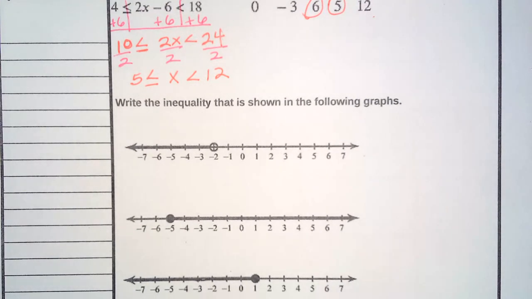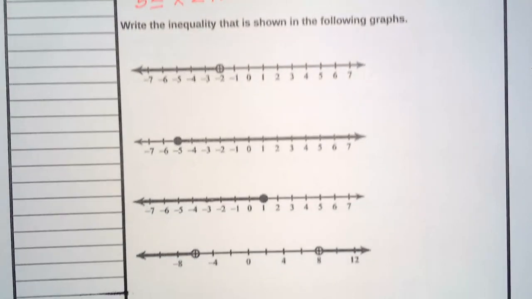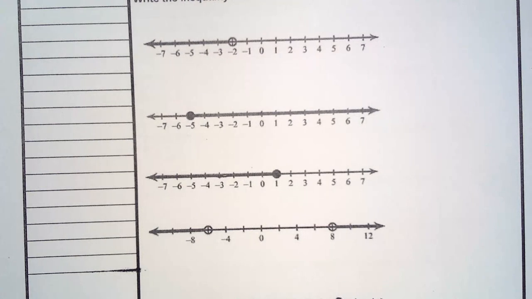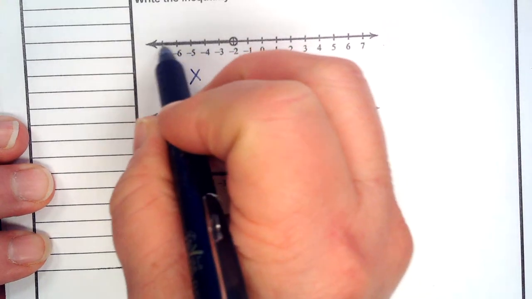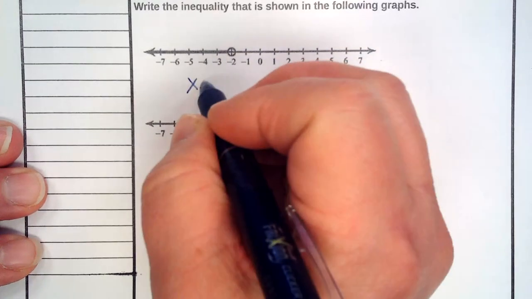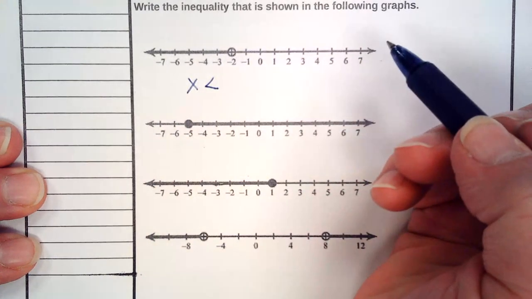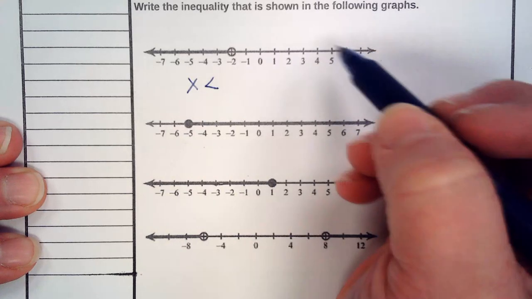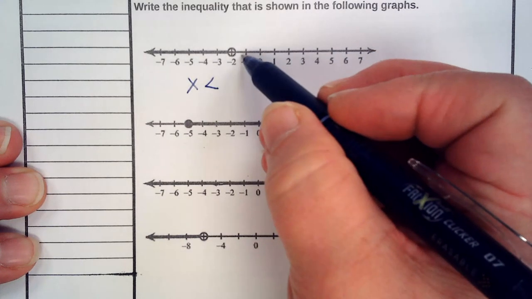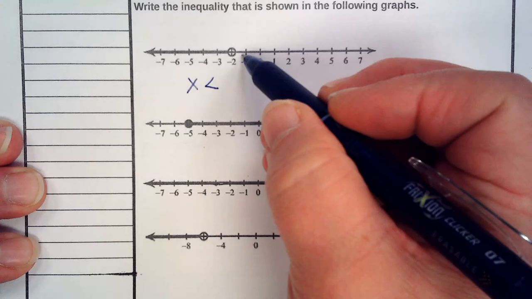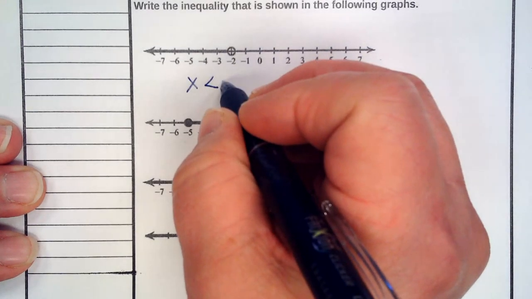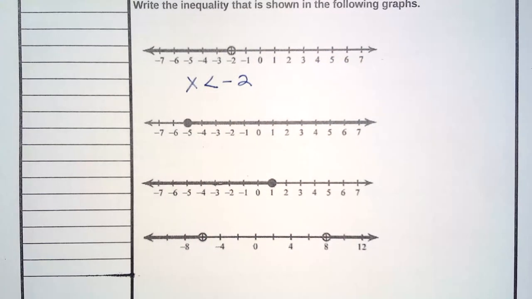Now we're going to look at the graph, and we're going to graph what is shown below. So as we look at the first one, okay, it's shaded less than, but is it also equal to? Is that a filled in or open circle? It's an open circle, so x is less than negative 2.